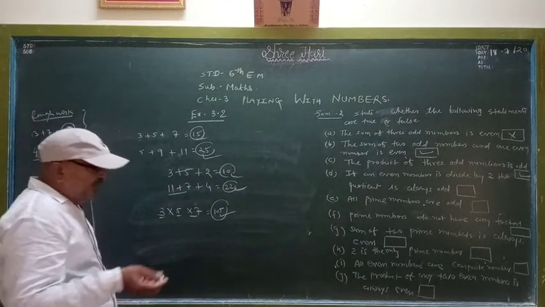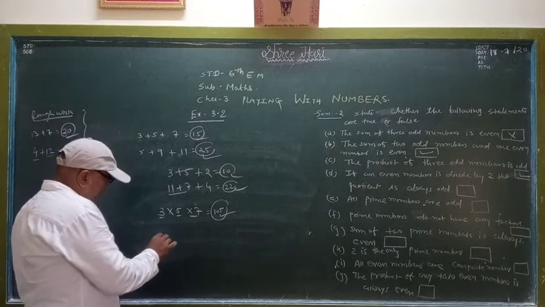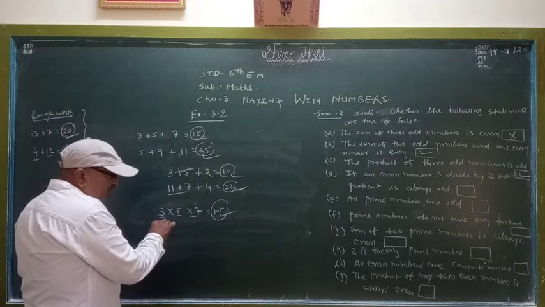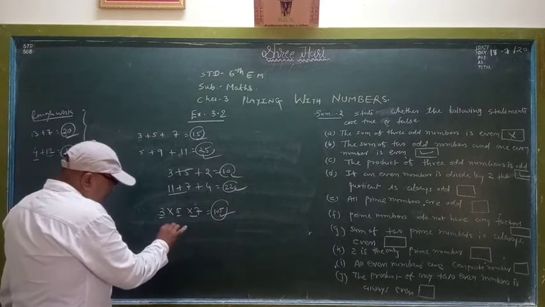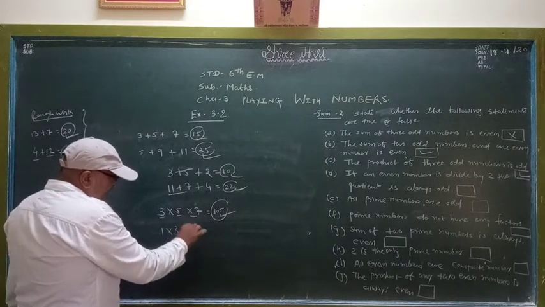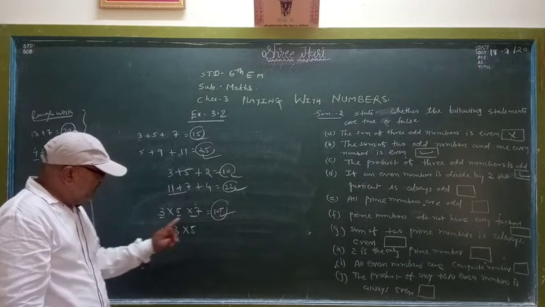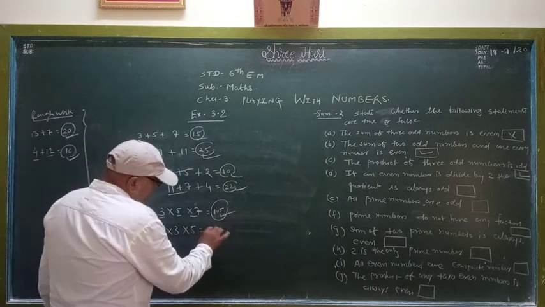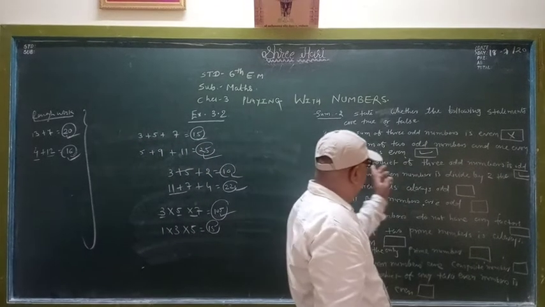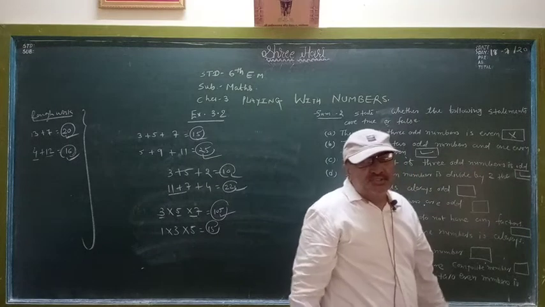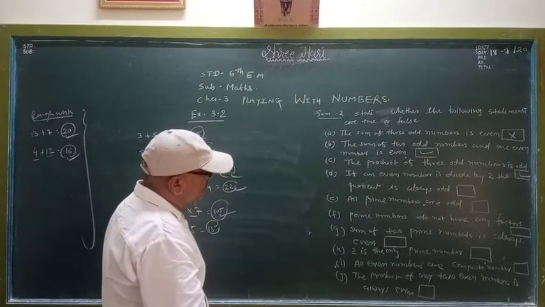Take any one example. 1 is odd, 3 is odd, and 5 is odd. 1 times 3 is 3, 3 times 5 is 15. 15 is also an odd number. So the product of 3 odd numbers is an odd number. This statement is exactly true.